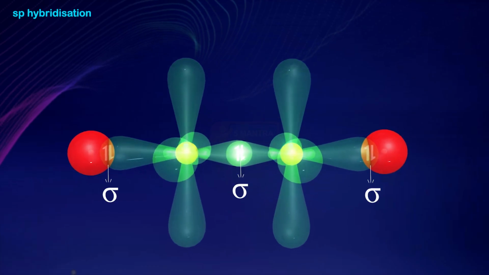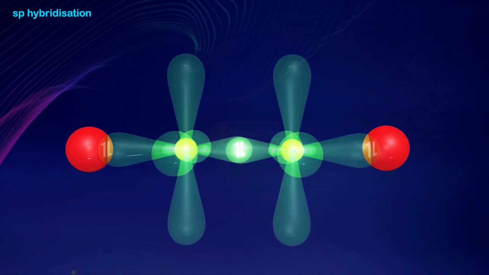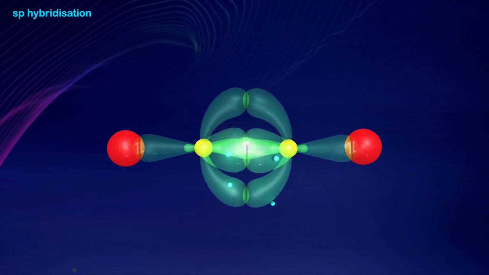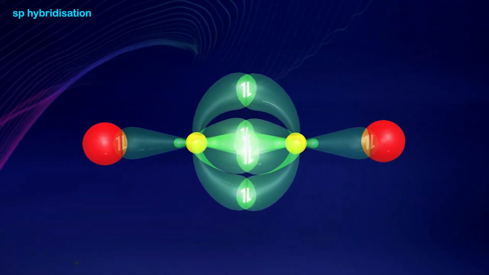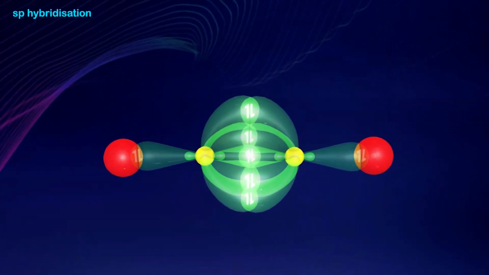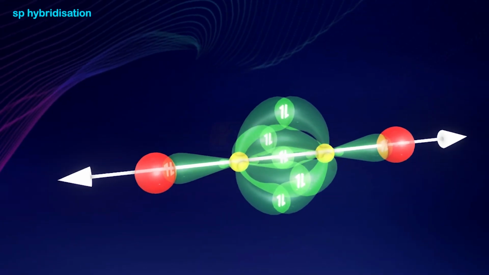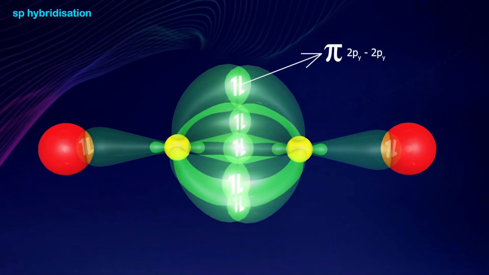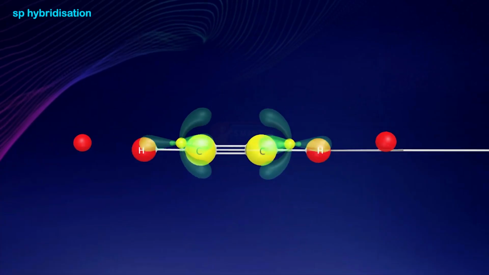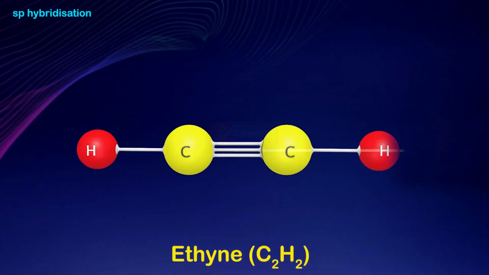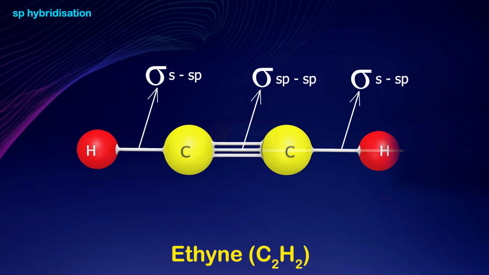The other sp orbital of each carbon atom overlaps with the s orbital of a hydrogen atom and forms an s-sp sigma bond. The unhybridized p orbitals of one carbon atom laterally overlap with the unhybridized p orbitals of the other carbon atom to give two pi bonds between the two carbon atoms, that is py-py and pz-pz pi bonds. Thus, in the ethyne molecule, there exist 3 sigma bonds, that is 1 sp-sp sigma and 2 s-sp sigma, and 2 pi bonds, that is py-py and pz-pz pi, in the molecule.